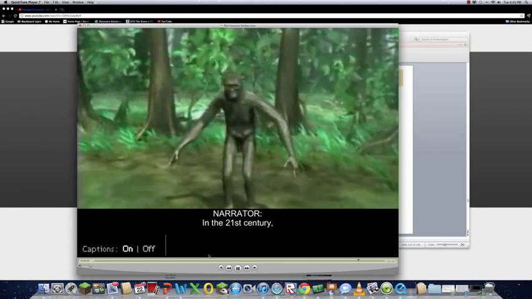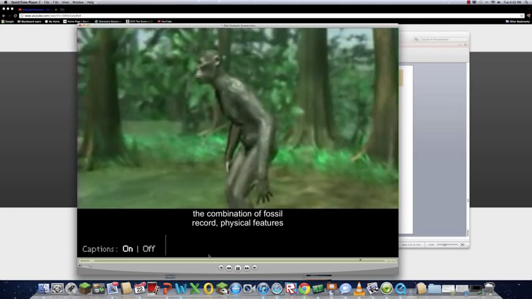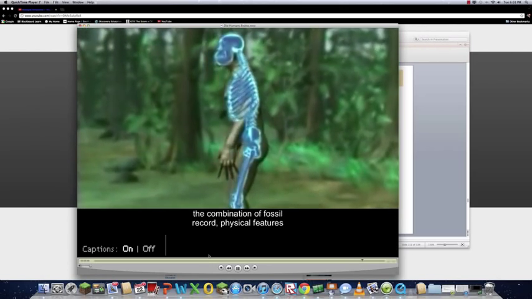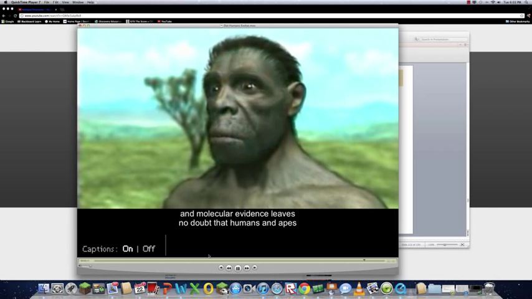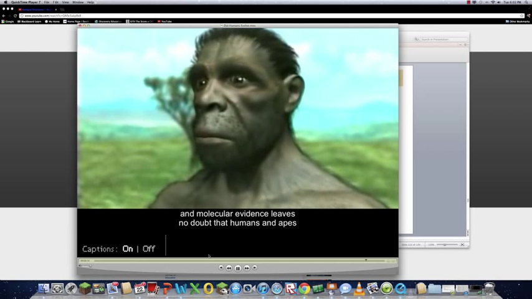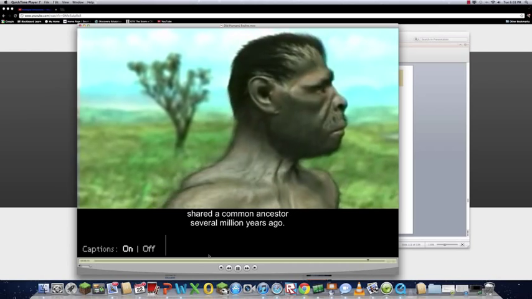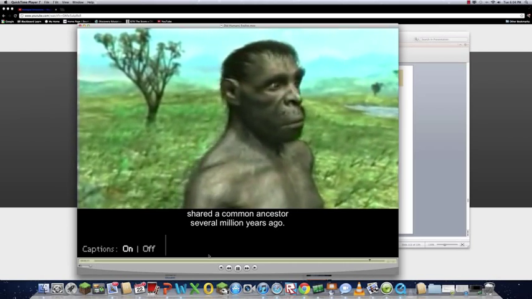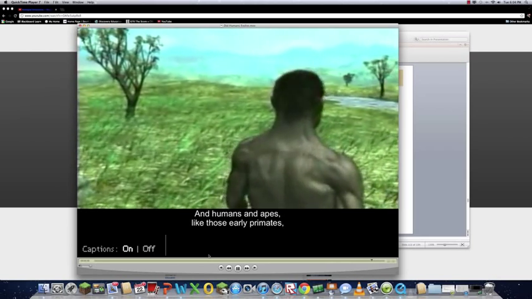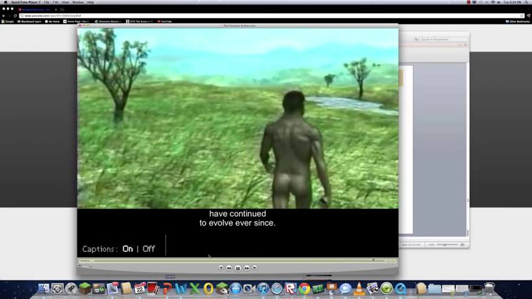In the 21st century, the combination of fossil record, physical features, and molecular evidence leaves no doubt that humans and apes shared a common ancestor several million years ago. And humans and apes, like those early primates, have continued to evolve ever since.